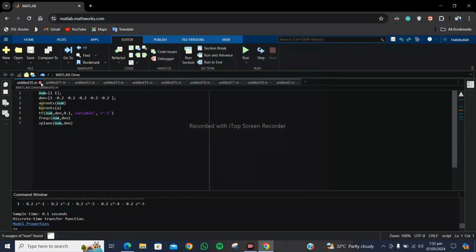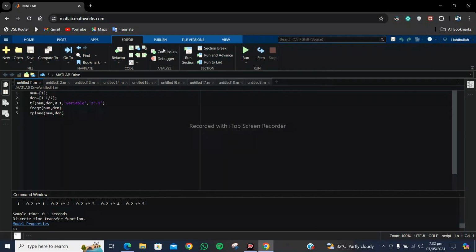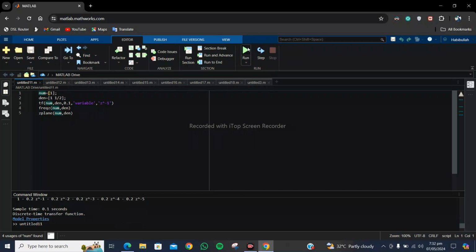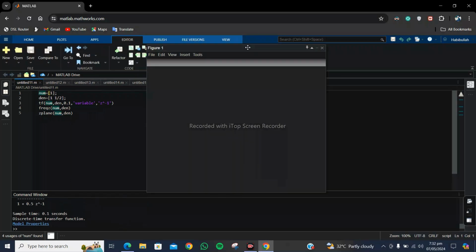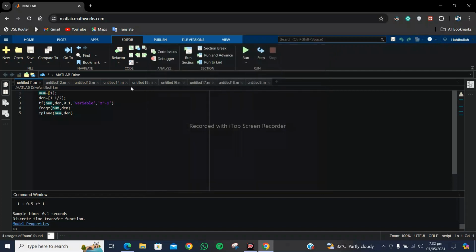Moving towards the next task, and run this task. In this task also we have one zero and one pole, and both are inside the unit circle, so the system is stable. Moving towards the next task.